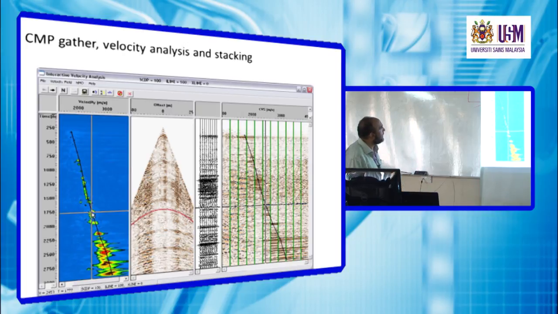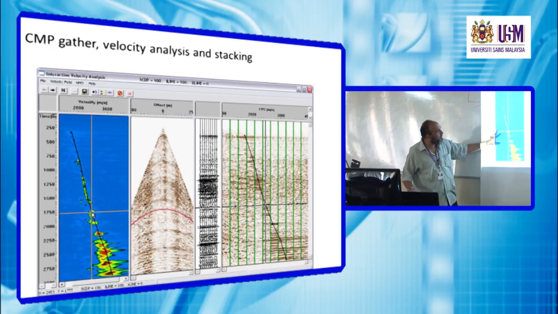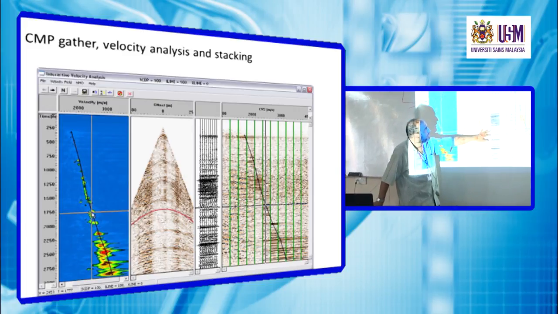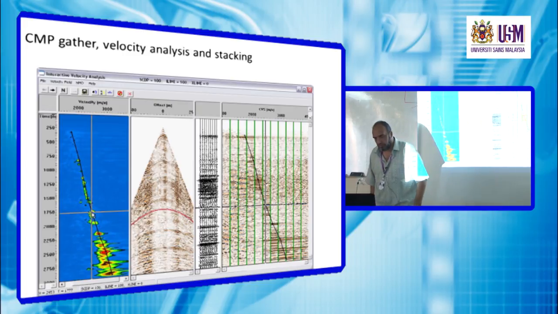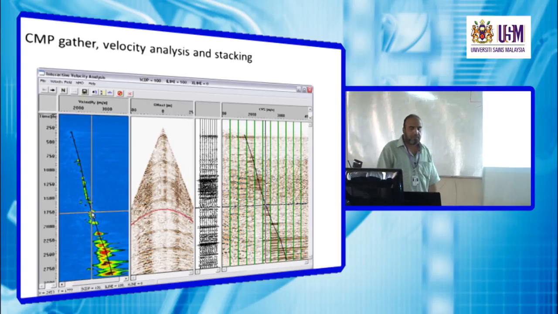This diagram illustrates CMP gather, velocity analysis, and stacking. So here we have, if you remember, a velocity spectrum. Okay? This is a velocity spectrum. Here is the gathering, the CMP gather. And this one represents stacking, and these are the stacking velocities. What are the problems or the drawbacks of stacking?